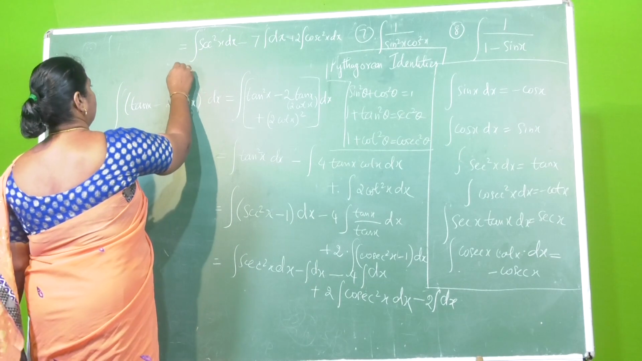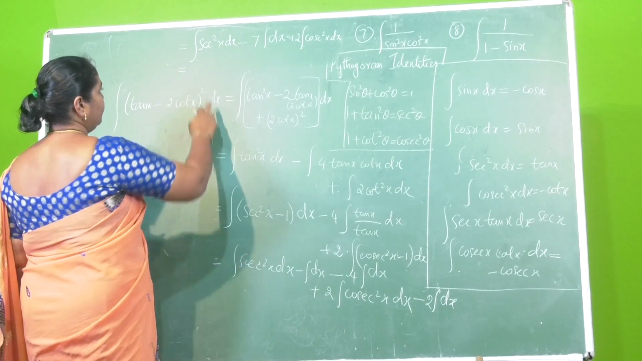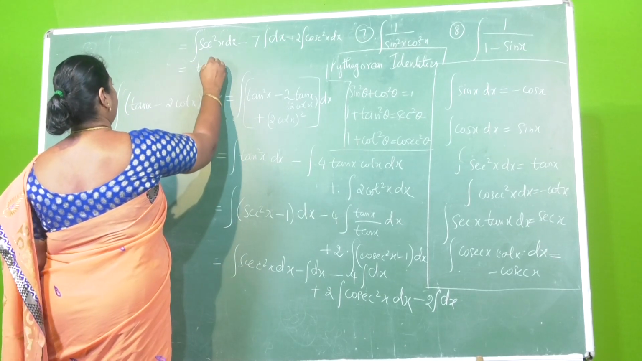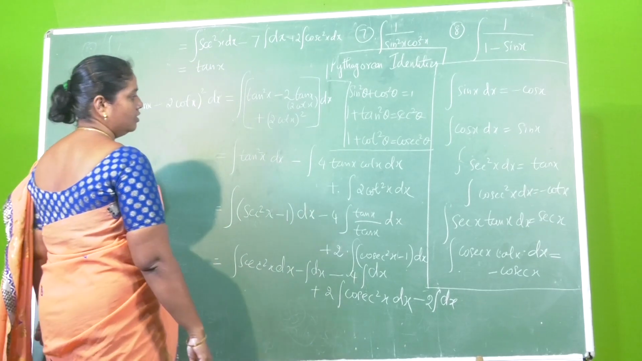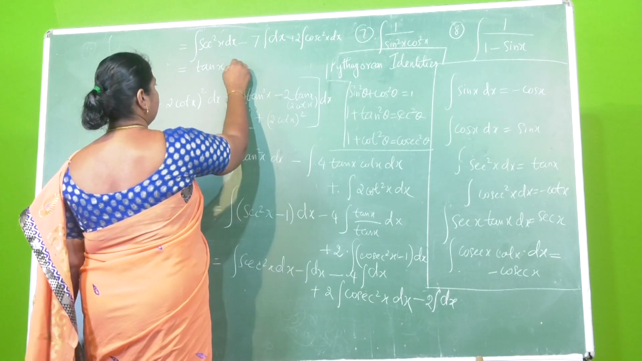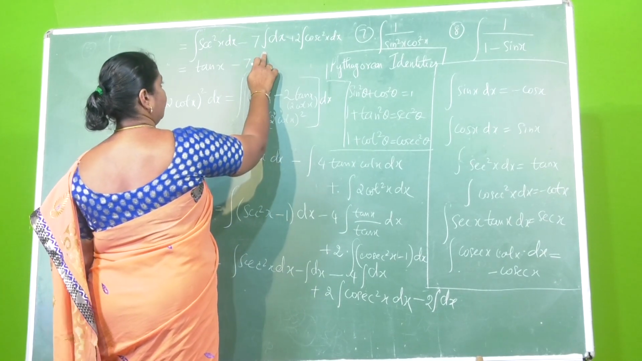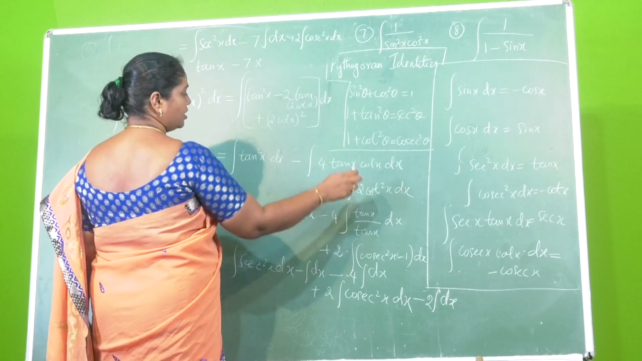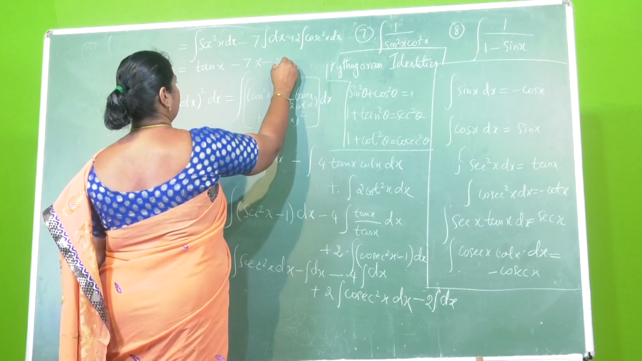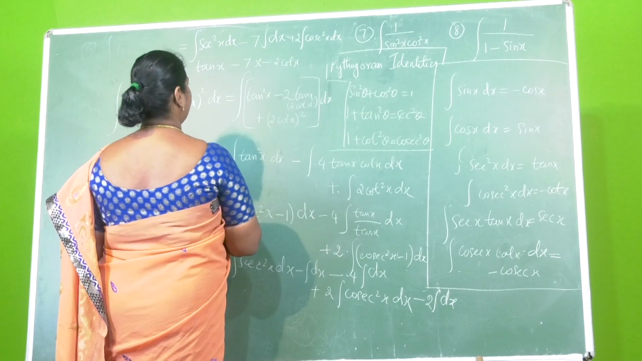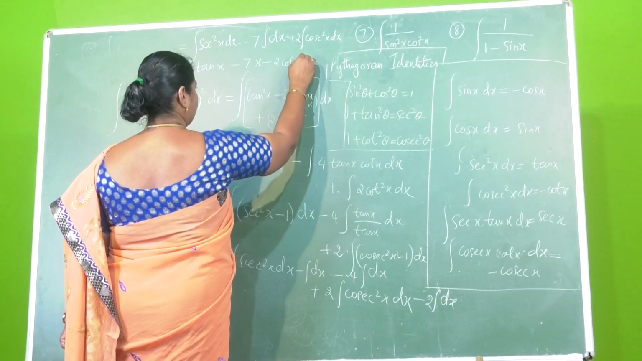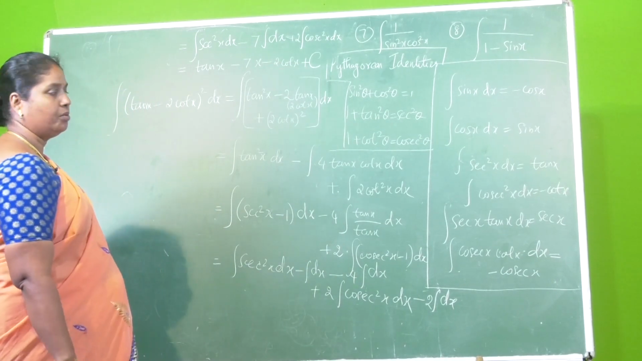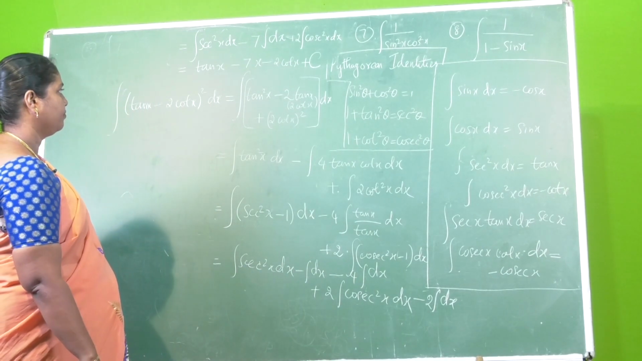Now, tell me what the integral of secant square x dx is. It is nothing but tan x. The integral of dx is nothing but x, and the integral of cosecant square x gives minus cot x. So we integrated, and in the final expression you have to write plus c, where c is an arbitrary constant.